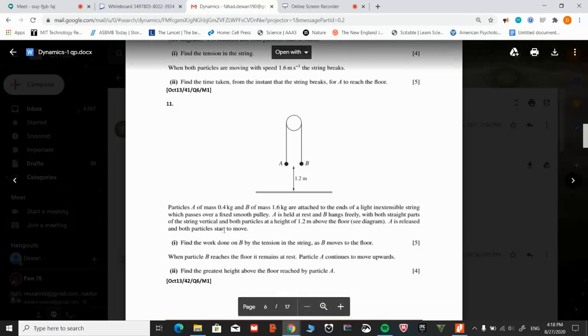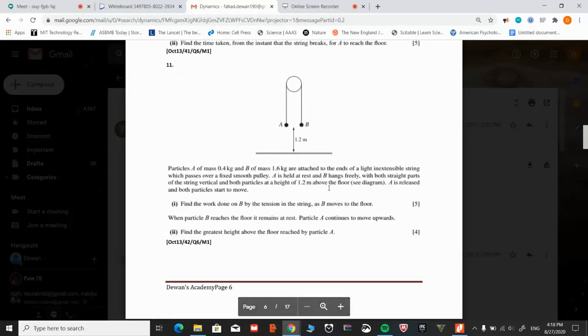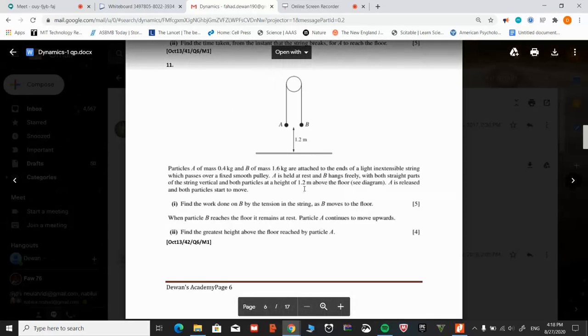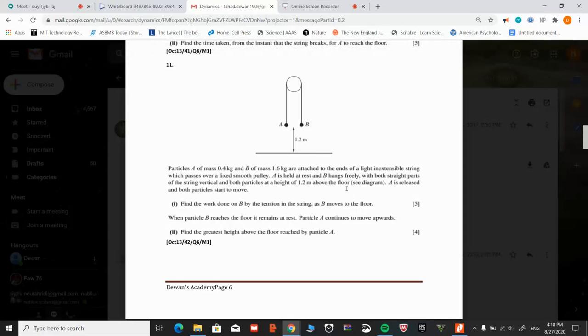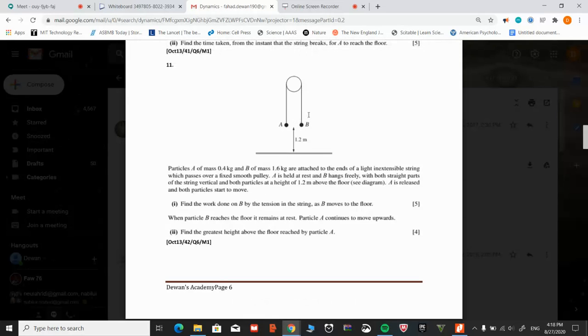This is winter 13.4.2. Now, this is the situation given. Everything is on the diagram except for the masses. When A is released, the particles start to move. B is the heavier particle, so B নিচে নামবে, A উপরে উঠবে. আচ্ছা, find the work done on B by the tension.